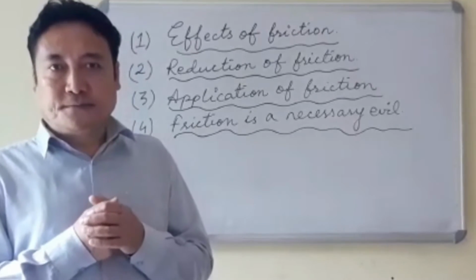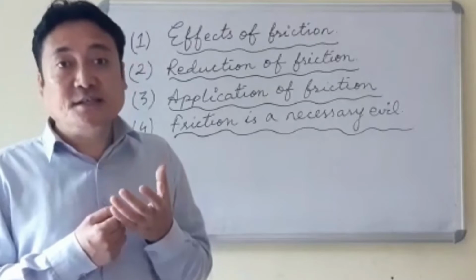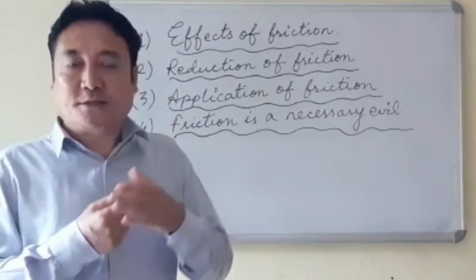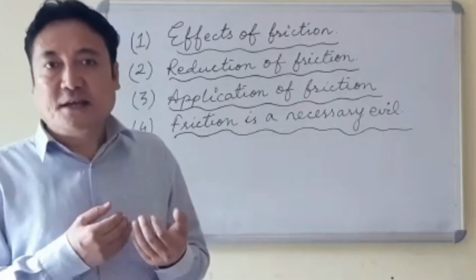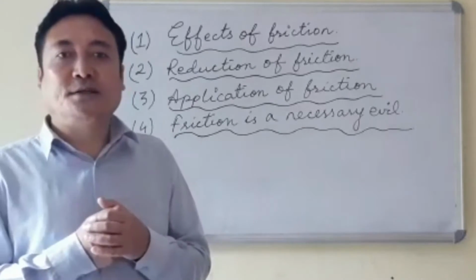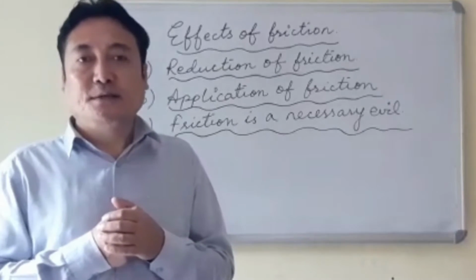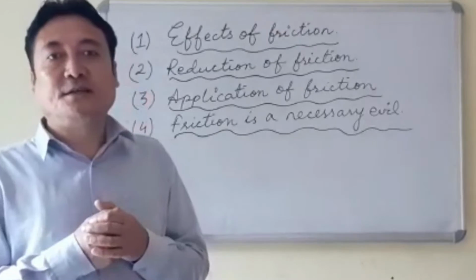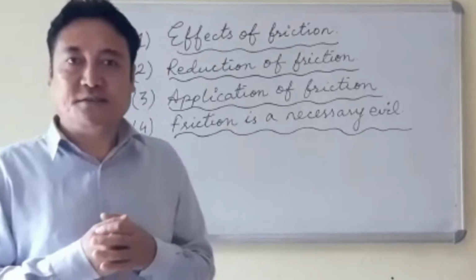That means when you roll a ball on the ground, in the initial stage the ball will move very fast, and slowly the motion of the ball starts reducing, it decreases, and finally the ball will stop. Friction is produced between the ball and the ground, and therefore due to the friction, the moving ball finally stops. That is the first effect.